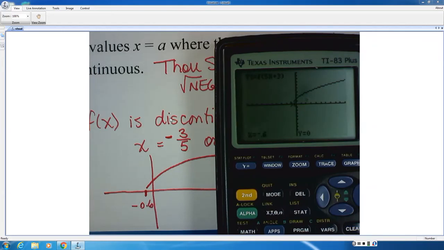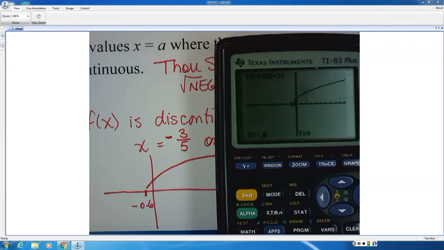You have to put it in parentheses. You don't necessarily have to on this one. If it was more of an arithmetic problem, you would. It won't hurt to put in parentheses. And what I see is that it tells me at -0.6 or -3/5, the value of y is 0. So what it's telling me is that's where it actually touches the x-axis.